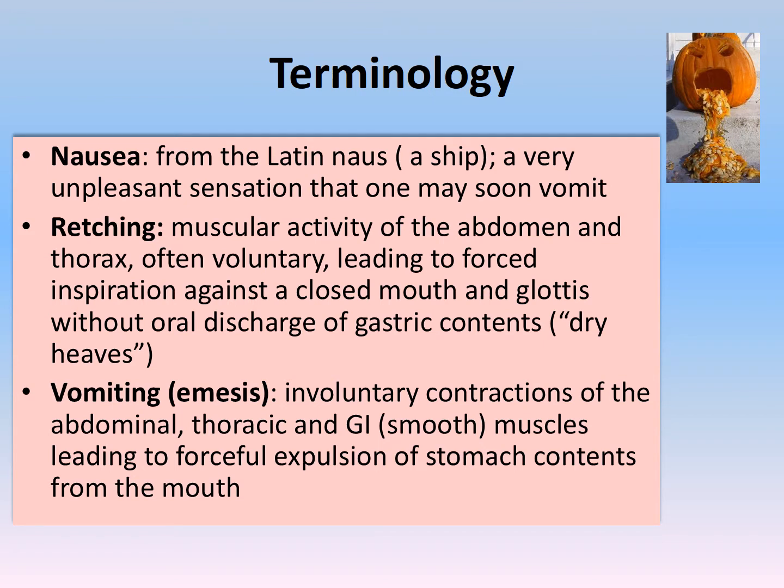Retching involves muscular activity of the abdomen and thorax, and it's often voluntary, leading to forced inspiration against a closed mouth and glottis without any oral discharge of gastric contents. Another name for this is dry heaves. And then vomiting, we know, is also known as emesis, involuntary contractions of the abdominal, thoracic, and GI muscles, which are smooth muscles, leading to forceful expulsion of stomach contents from the mouth.